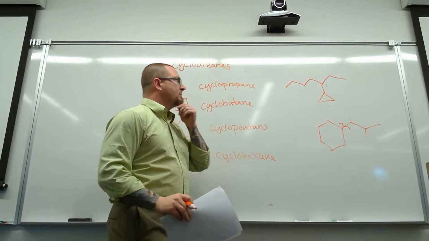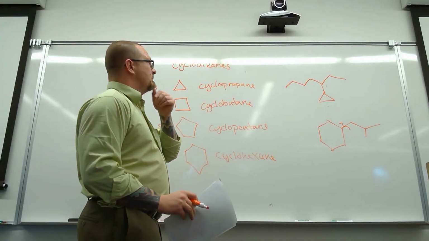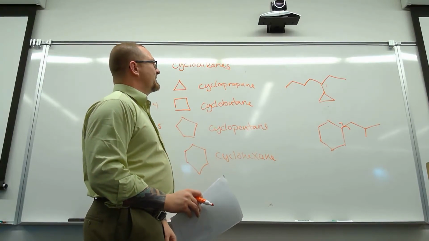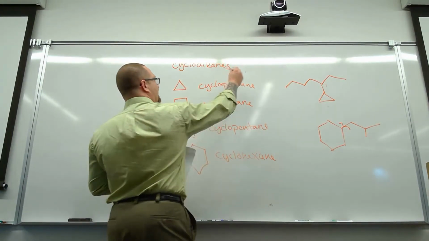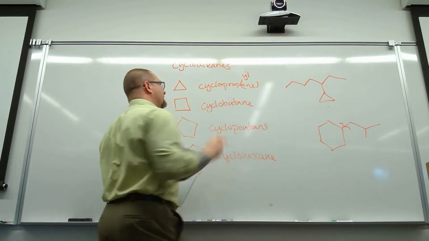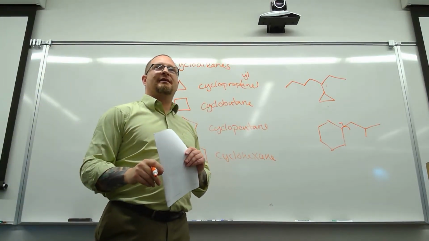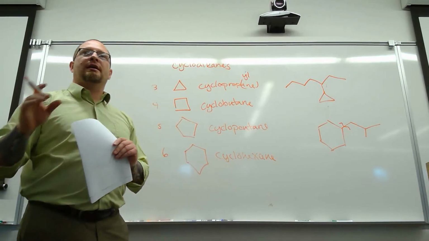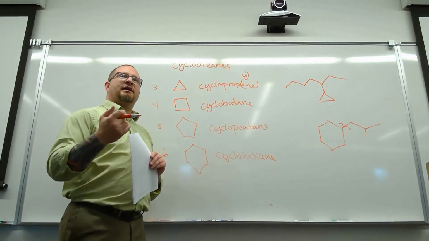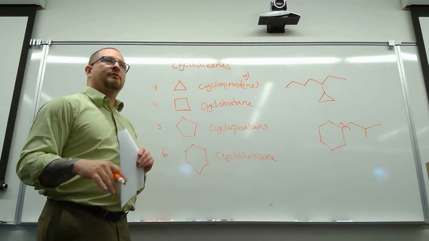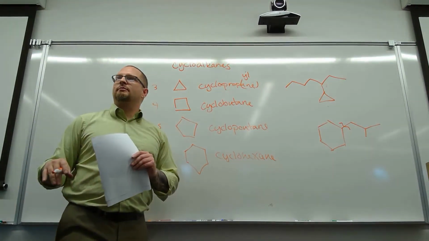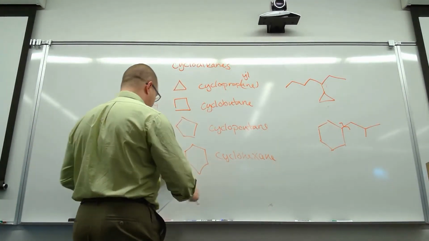The first one was called 3-cyclopyl heptane? Cyclopropyl. So you always just drop the ane and throw an yl on. Anytime you're using an alkane as a substituent, you just drop the ane, put yl on it, and you're good to go. So that's the first rule.